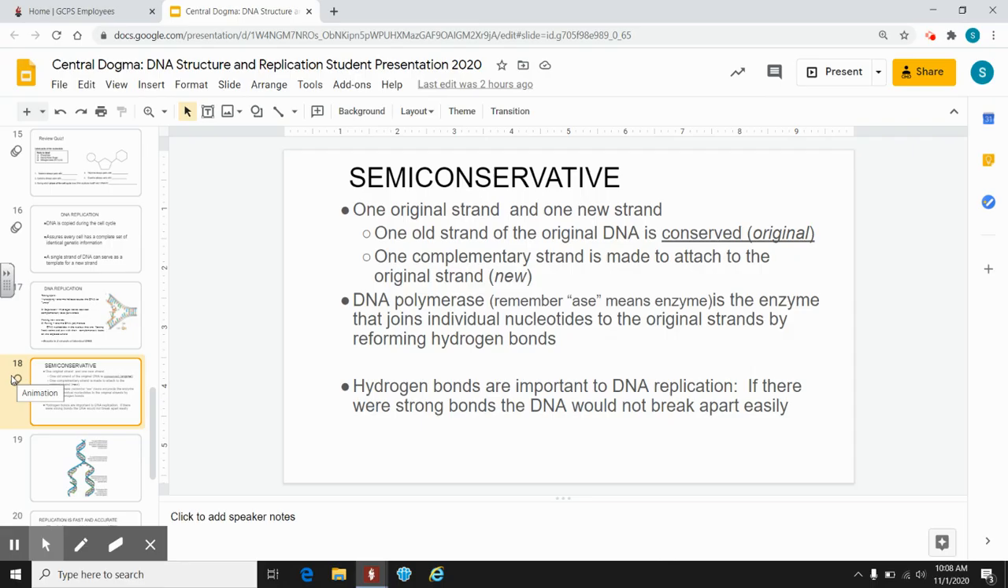So replication is called semi-conservative. And what does that mean? Basically, it's referring to the fact that when you make a copy of DNA, one half of the new DNA that you're making, so that the new double helix, one half of it is going to be the original strand. And then the other half of it is going to be new. And in the end, you are going to end up with two new double helixes that are genetically identical to each other, and they are genetically identical to the parent strand.